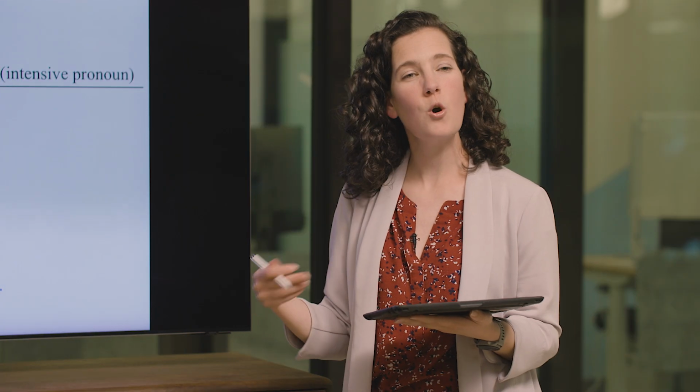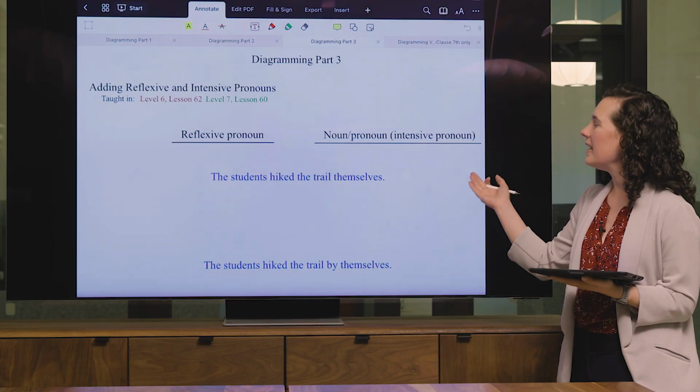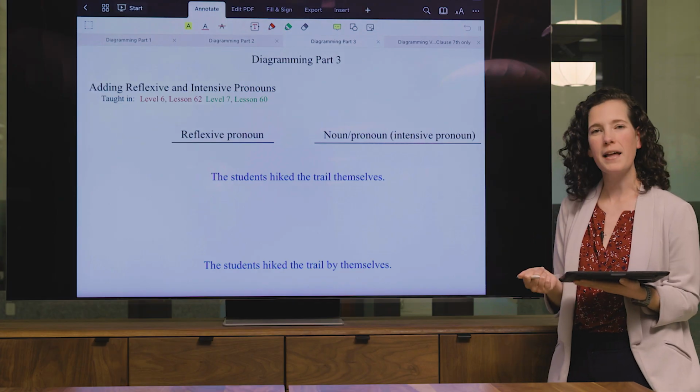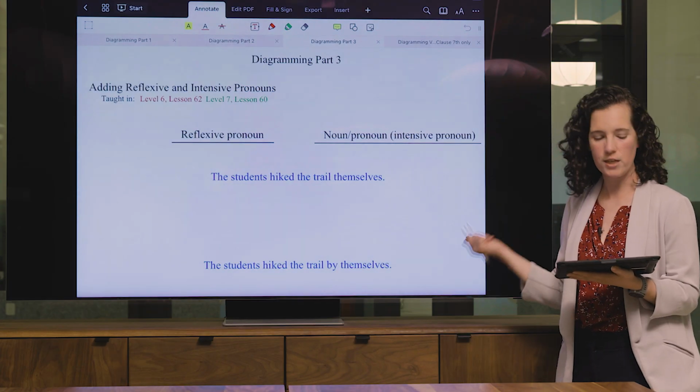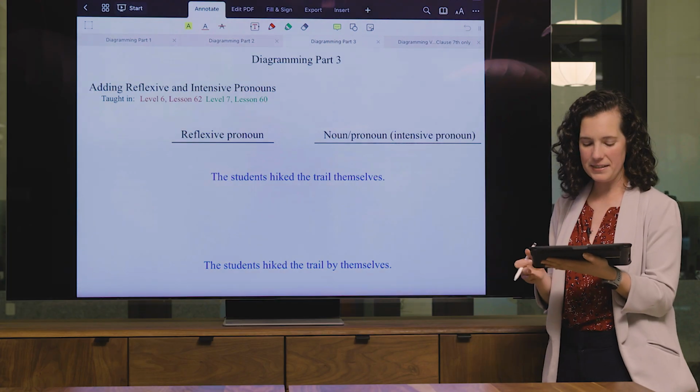In this video, we're going to go over a few more elements of diagramming sentences, some that start to get a little bit more complex. In this first page, we're going over reflexive and intensive pronouns, which 6th graders learn about in lesson 62, and 7th graders learn about in lesson 60.